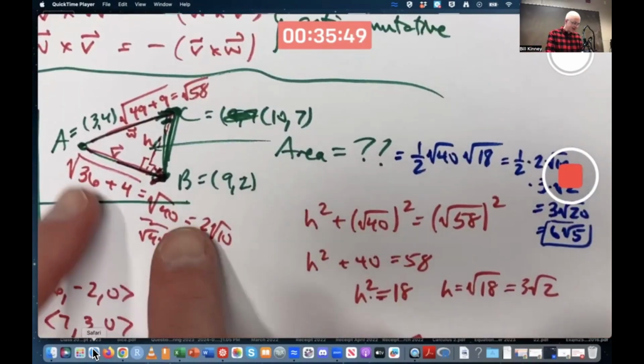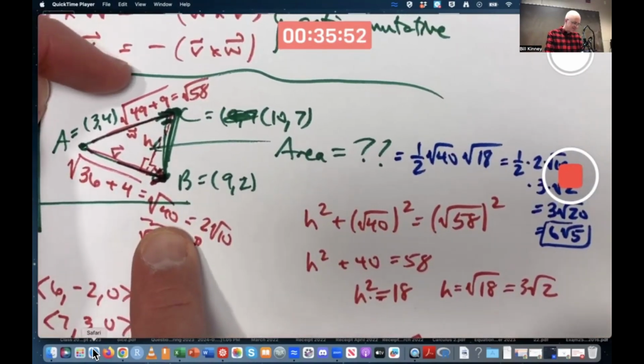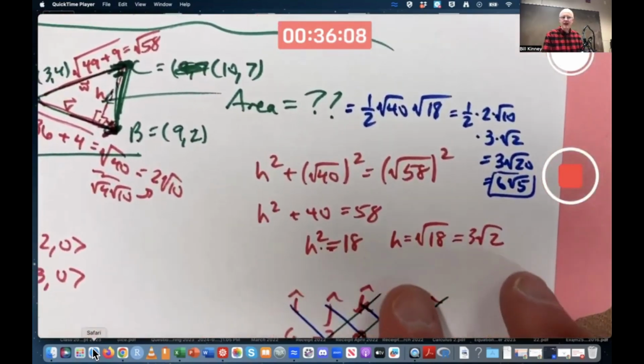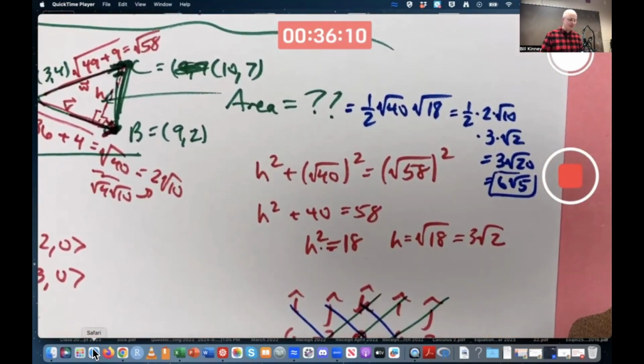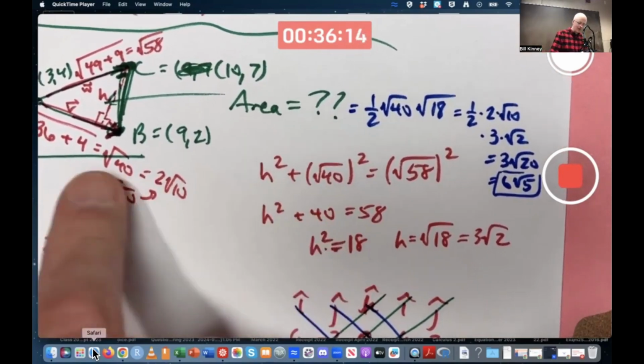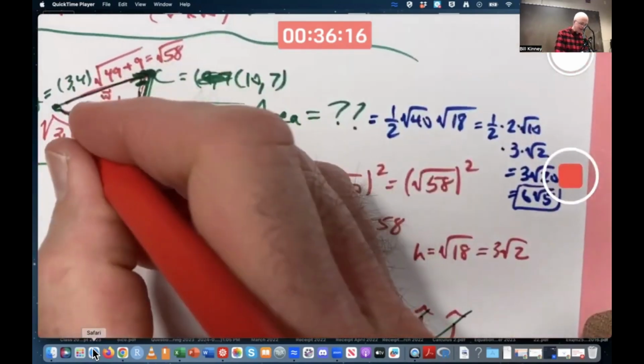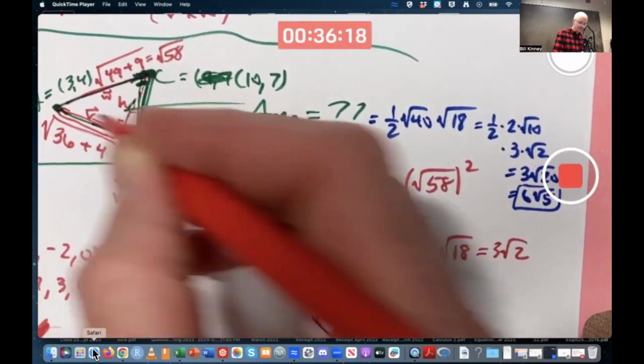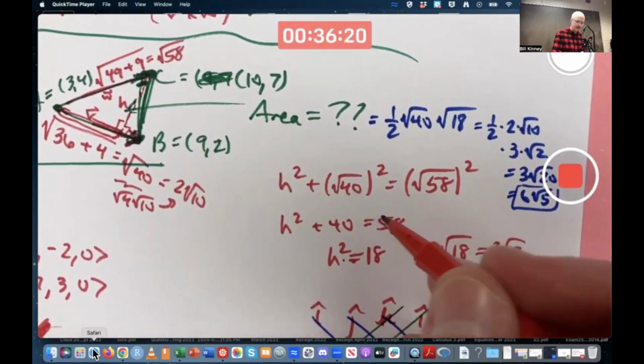Did I do these calculations right? I used the Pythagorean theorem. Oh yeah, my mistake is in here. I didn't find the base of the correct triangle here for the Pythagorean theorem. That's my mistake.